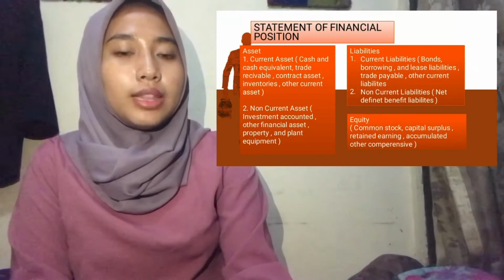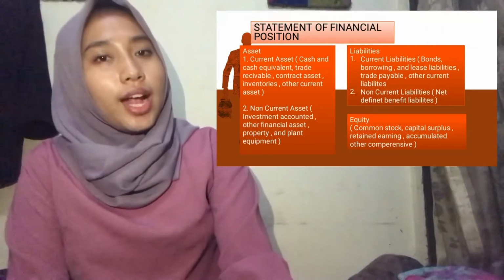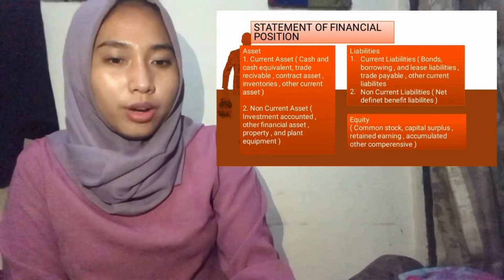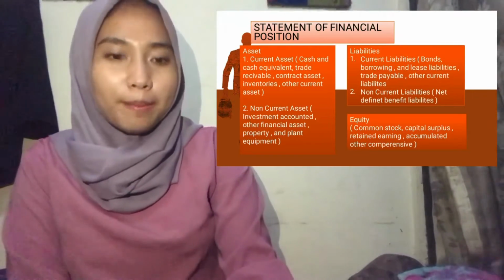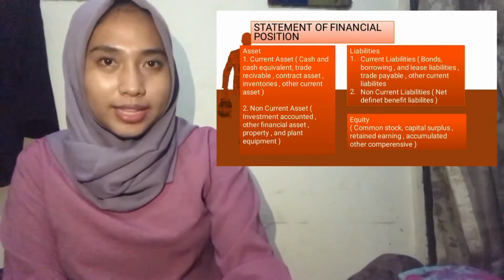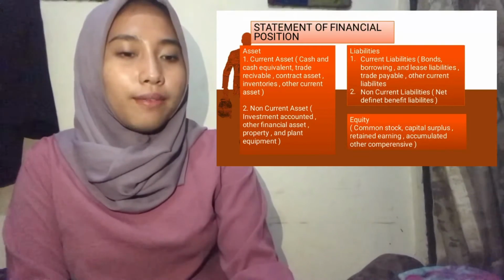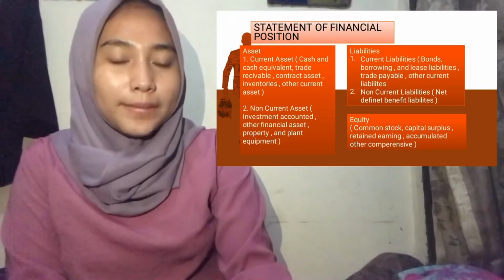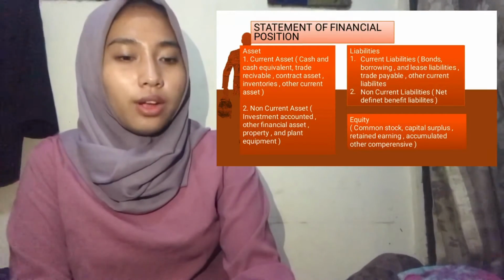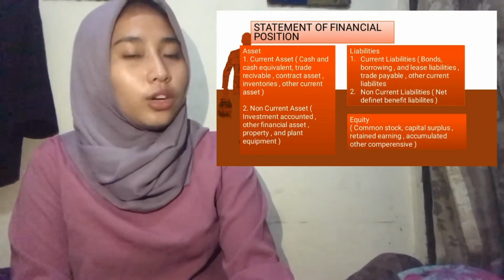Liabilities. Liabilities consist of current liabilities and non-current liabilities. Current liabilities: bonds, borrowings, and lease liabilities, trade payables, other current liabilities. Number 2, non-current liabilities: net defined benefit liabilities. Equity: common stock, capital surplus, retained earnings, accumulated other comprehensive income.